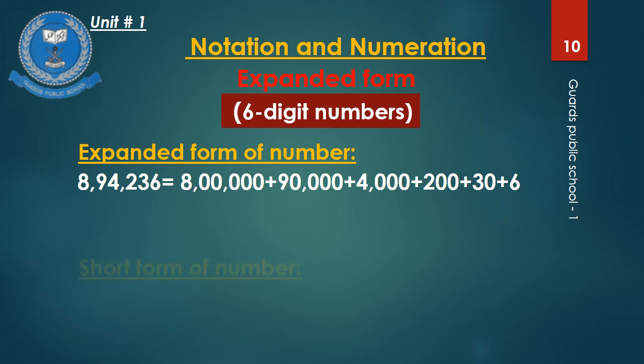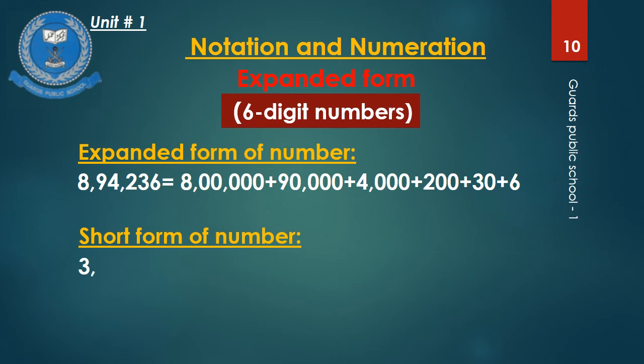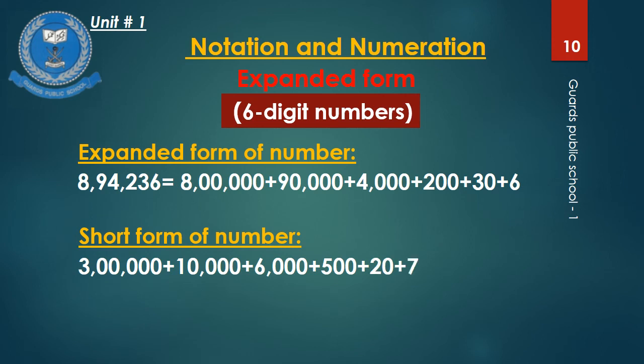Now writing the numbers in short form, or it is also called standard form, we need to check the position of all the individual numbers. As in the given expanded form, 3 is at the lakhs place, plus 1 is at the 10,000 place, plus 6 is at the 1000 place, plus 5 is at the 100 place, plus 2 is at the tens place, plus 7 is at the ones place. So it will be written in standard or short form as 3,16,527.